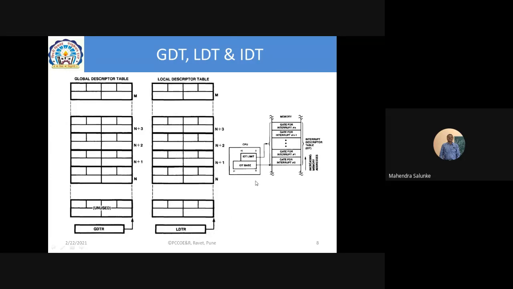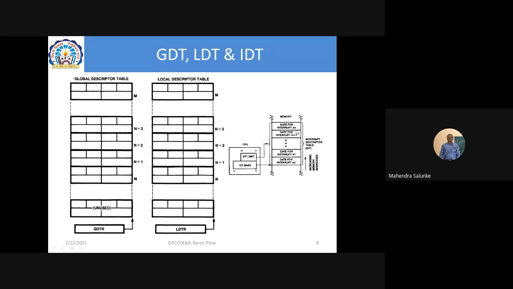Now here in the case of the IDT, you can see gate for interrupt number 0 is given, gate for interrupt number 1. These are the type numbers, and each gate, each entry here, is of 8 bytes, equivalent to the descriptors I was talking about in the case of the GDT and LDT. The same structure is here. And then you can see we have gate for interrupt number n.